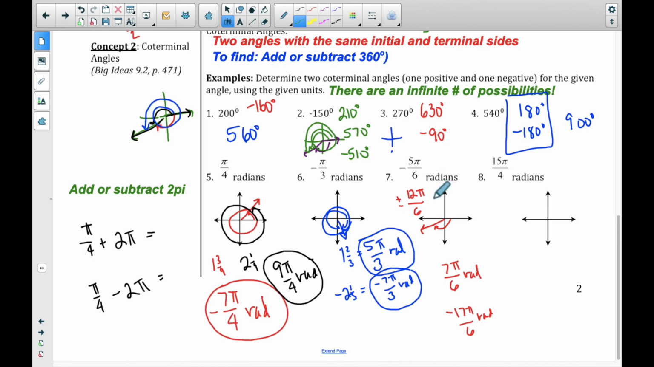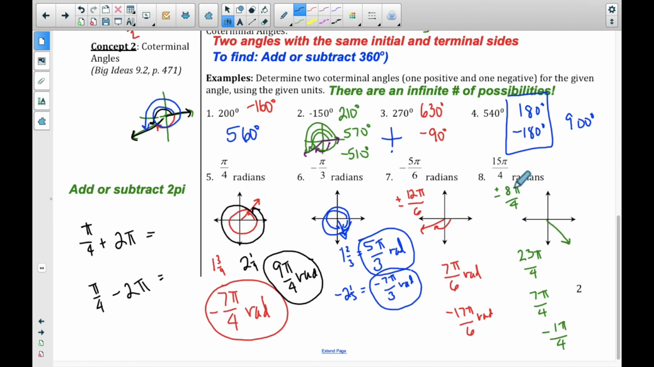Okay, for this example, one way to think of it is in terms of fractions. 2 pi, well, we could call 12 pi over 6. So if we add and subtract 12 pi over 6, we're going to get 7 pi over 6 radians and negative 17 pi over 6 radians.